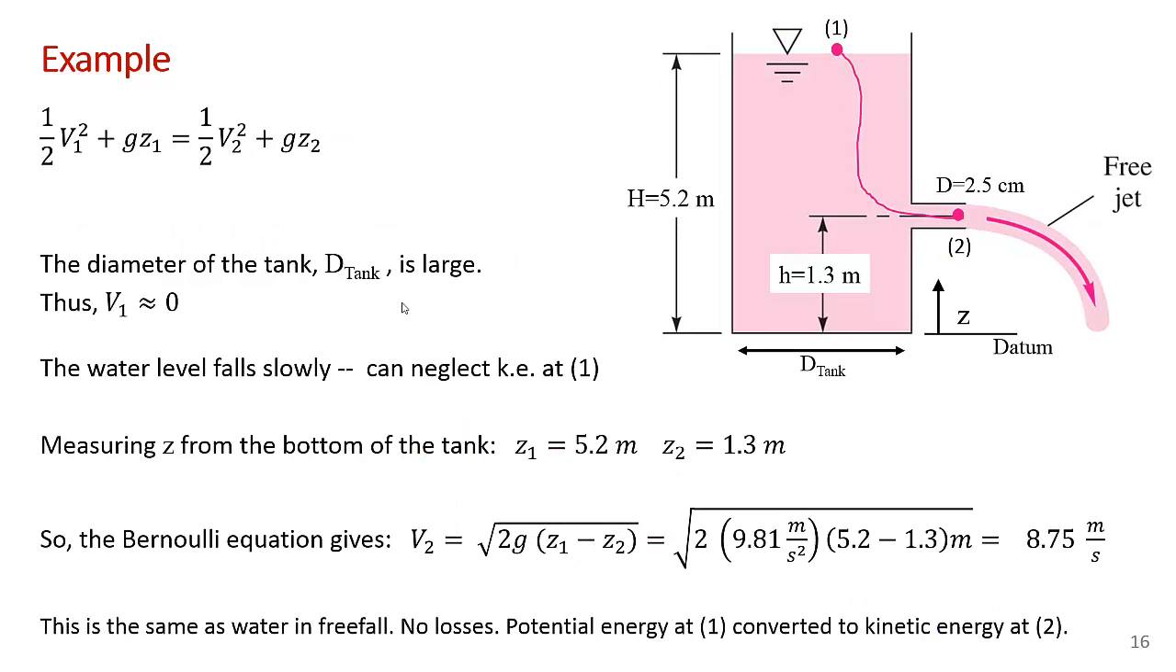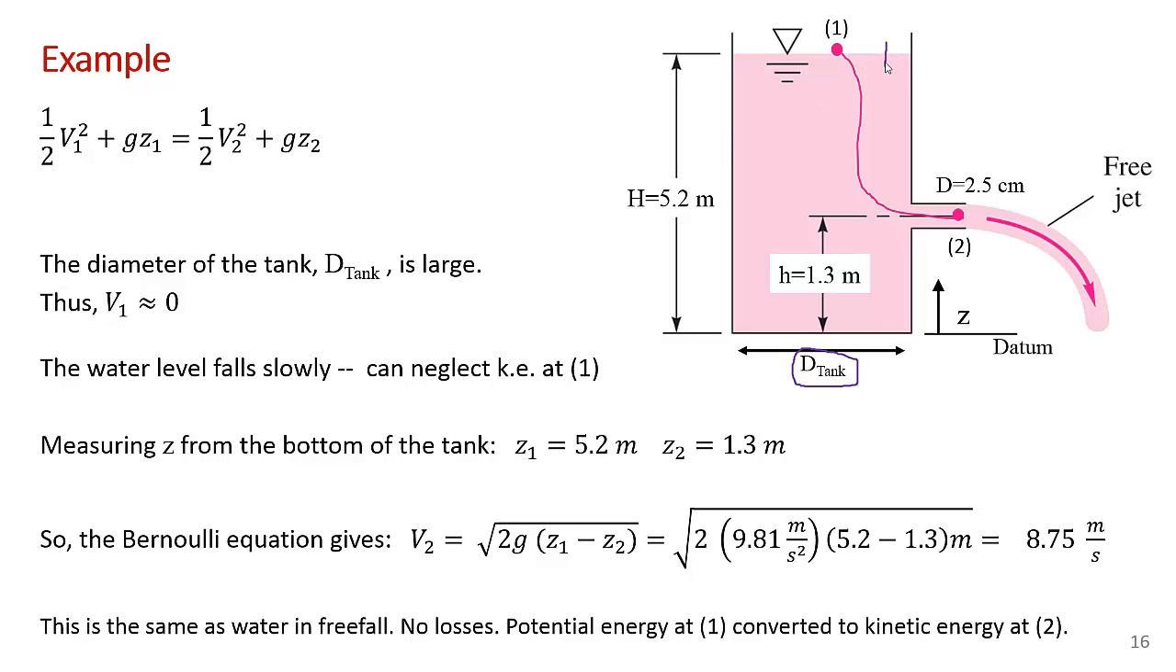So now we just have the kinetic energy per unit mass plus the potential energy per unit mass at 1 equals the kinetic energy at 2 per unit mass plus the potential energy at 2 per unit mass. Now you're told in the problem that the diameter of the tank is large. So this diameter here is large, and the reason you're told that is so that you can come to the conclusion that the level of the tank drops very slowly.